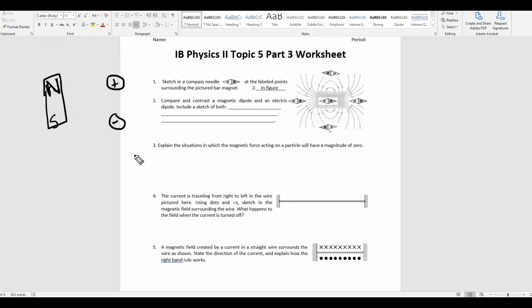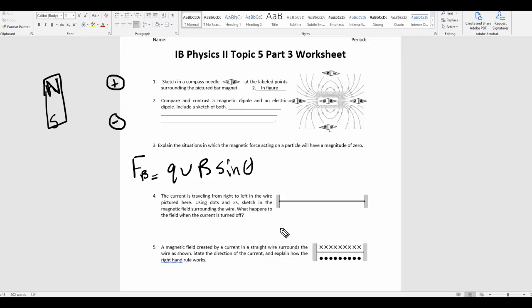Number 3 says, explain the situations in which the magnetic force acting on a particle will have a magnitude of 0. We talked about that in a past video. Basically, if you look at the equation for magnetic force, F_B is equal to qvB sine theta. And so what you have here is a product of 4 different terms, q, v, B, and sine theta. And if any one of those terms is 0, then the entire force will be 0.